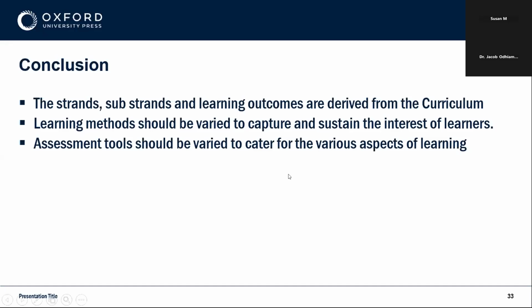Again, the assessment tools should be varied to cater for the various aspects of learning. We have seen the many assessment tools, so they should be varied as much as possible.